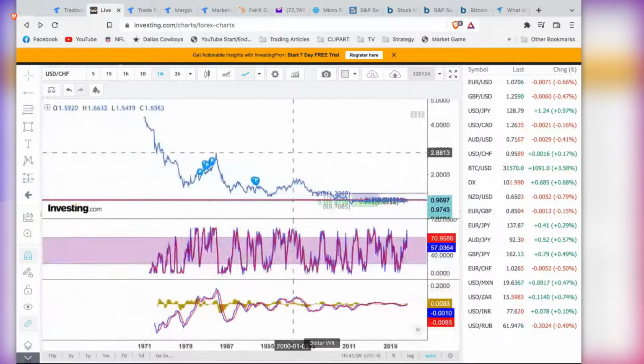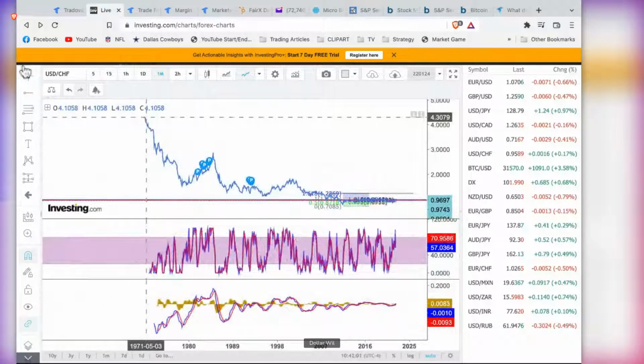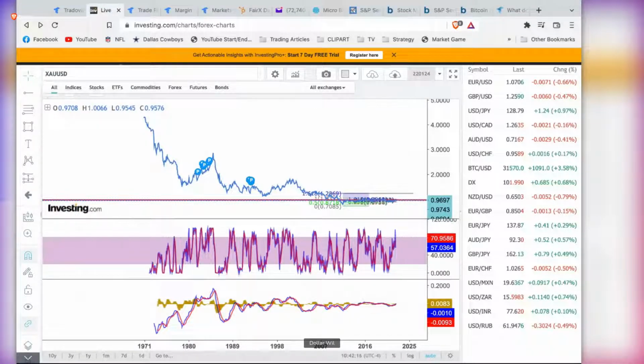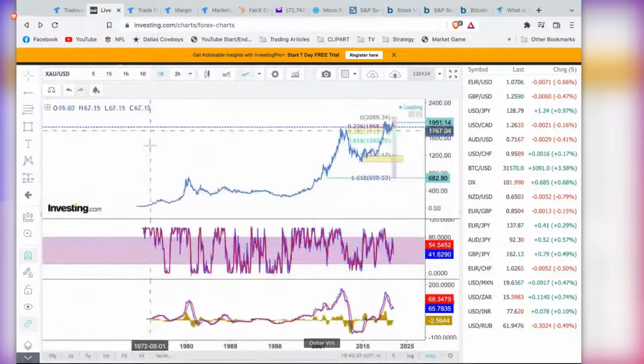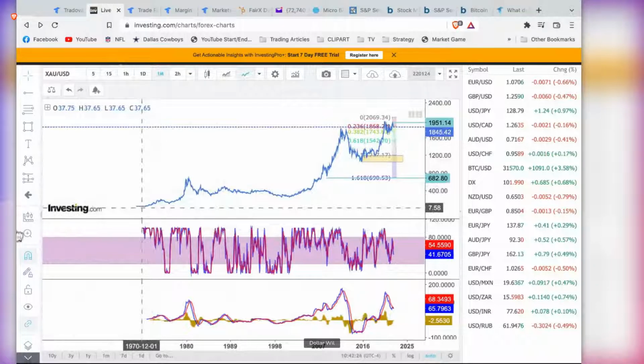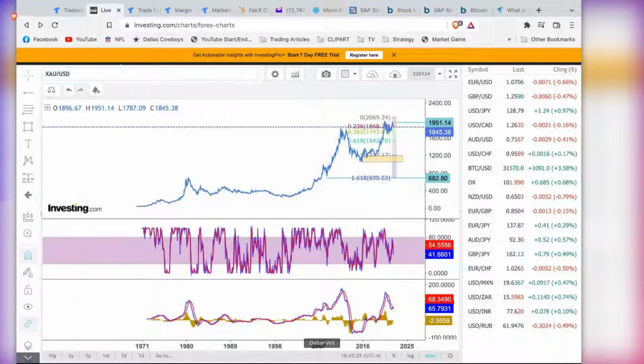Anyway, this is the dollar. So the dollar's been trending down since the 1970s, like that. But if you look at a chart of gold, let's see, XAUUSD. I don't think it goes back that far, but does it? Okay, 1971. There's that seesaw. So this is gold. And this is the dollar.